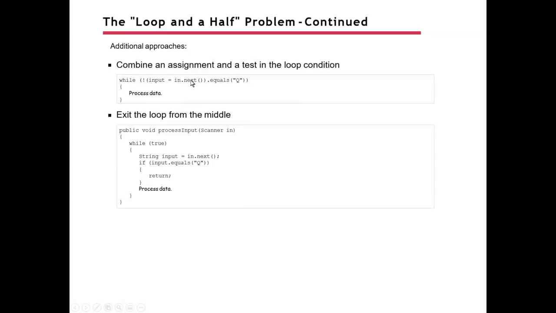You see a lot of people do stuff like this, combining an assignment statement and a test. Now think about this for a second. Input equals in.next, we're reading it, we're getting the result, and we're comparing it all in one loop. What do you guys think about that? I mean, my opinion is you can do it. That doesn't necessarily mean you should do it. I think it's an opportunity for sloppiness. Or you can just jump out of a loop in the middle using a return if you're in a method.